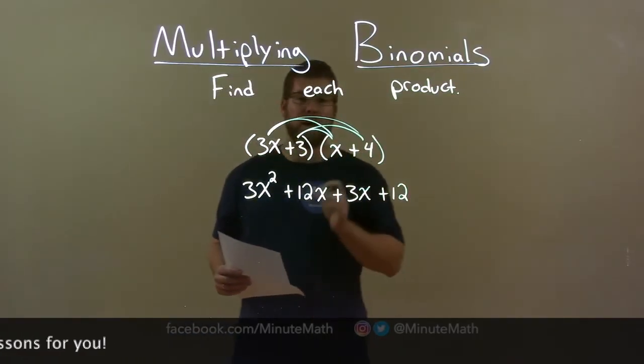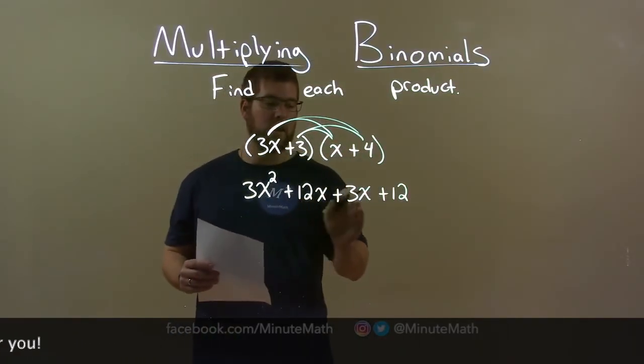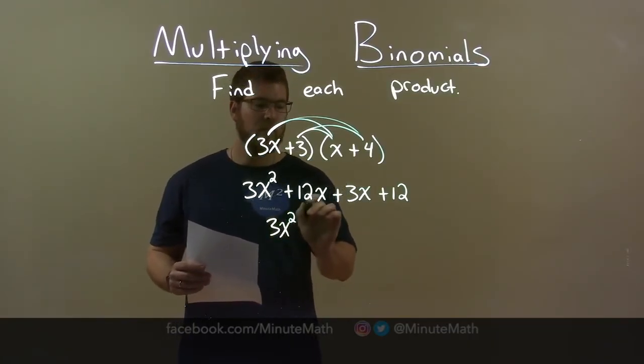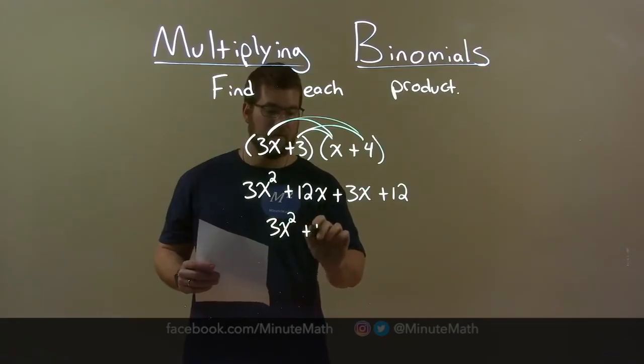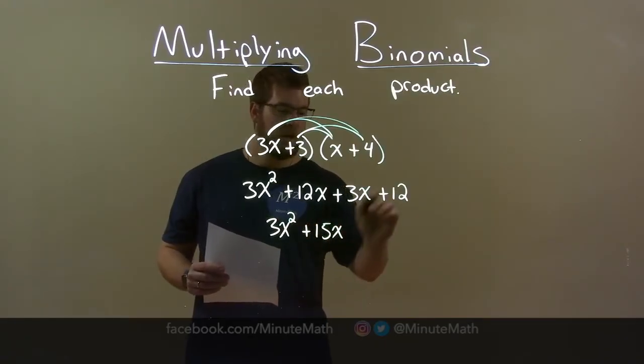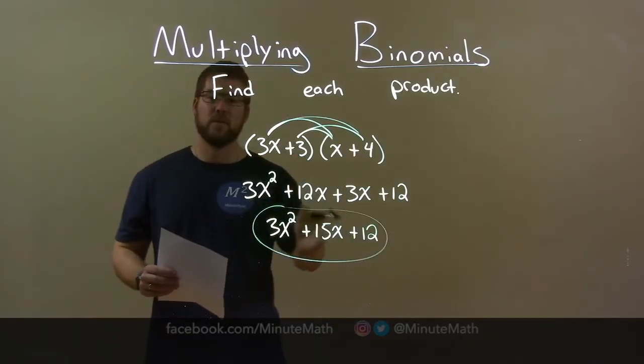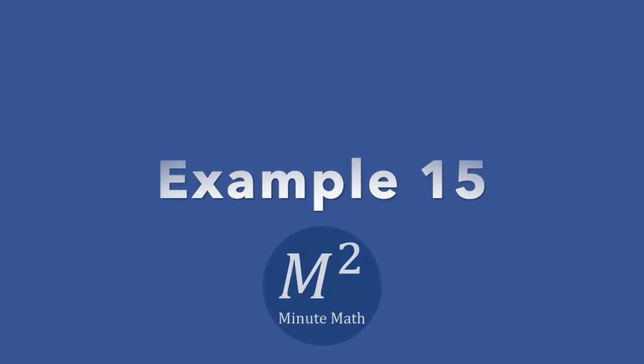So now we want to combine our like terms, which is just the 12x and the 3x. 3x squared comes down, and 12x plus 3x is a 15x. Bring down the 12, and our final answer, 3x squared plus 15x plus 12.